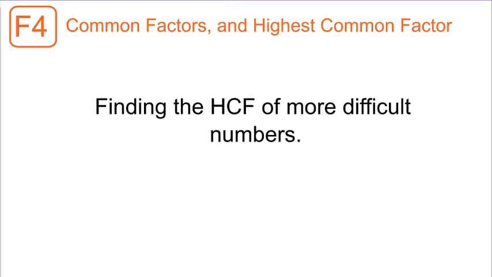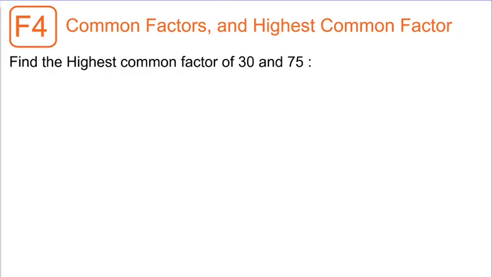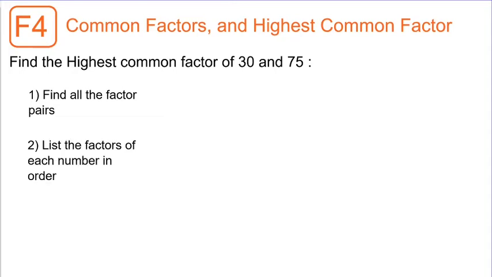In F4, you'll be asked to find the highest common factor of more difficult numbers. As an example, we're going to find the highest common factor of 30 and 75. The plan remains the same as before. First, we'll find all the factor pairs of both numbers. Then we'll list the factors of each number in order. Then we'll identify the highest number that appears in both lists.